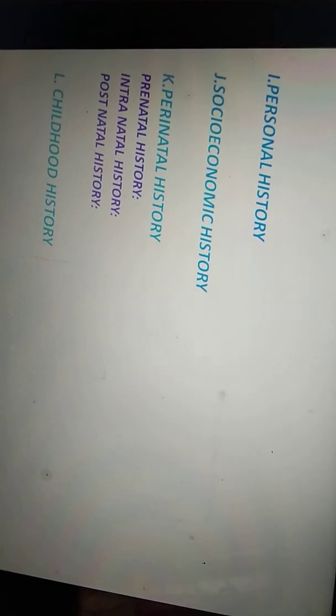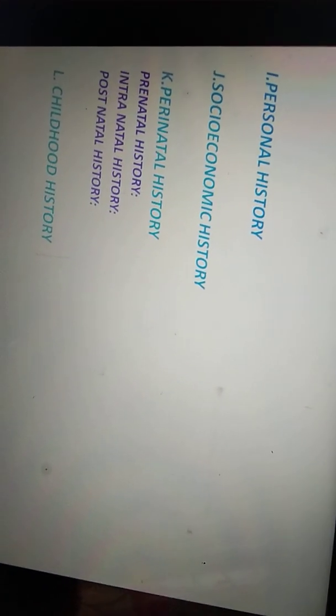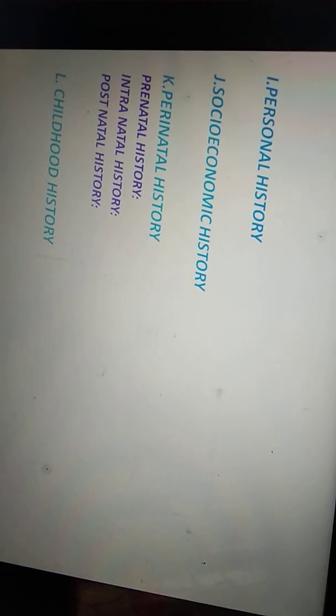Then the next one is we'll move on to the socio-economic history. Here the monthly family income is 5,000 per month. The breadwinner of the family is the husband, as he is the patient. The source of income is musician, and the financial status is poor. The type of house is pakka house. Whether it is own or rented, it is an own house.